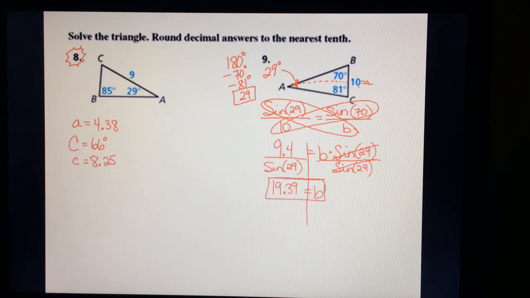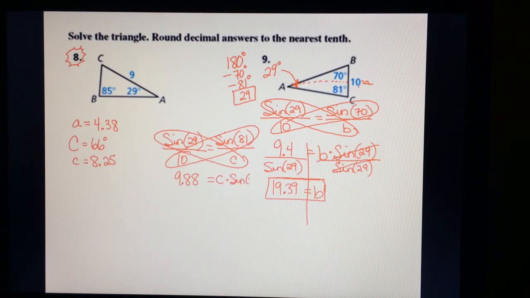So the only thing that I do not know still is side C. And so I can use sine of 29 over the 10. I'm trying to find side C, so I'm going to use angle C, which is 81, and side C. I'm going to multiply there. It's all numbers. 10 times sine of 81 is 9.88. Cross multiply here. C times sine of 29. Trying to solve for C, I'm going to divide by sine of 29 degrees to both sides. And when you put 9.88 divided by sine of 29 in the calculator, it should tell you that side C is 20.37. That's a side, so it does not get degrees.